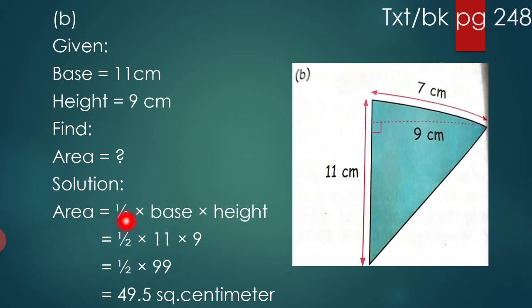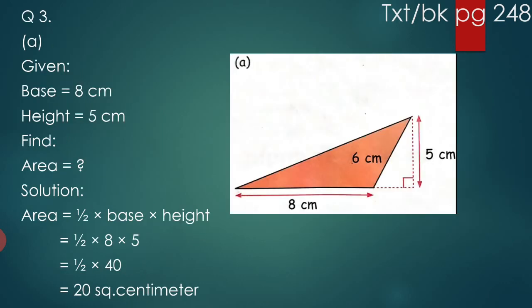Solution, area is equal to half base multiplied by height. Put that one formula. Put the value of base, put the value of height, solve it. 11 multiplied by 9, 99, divided by 2. At the end, you will get your answer for area as 49.5 square centimeter.